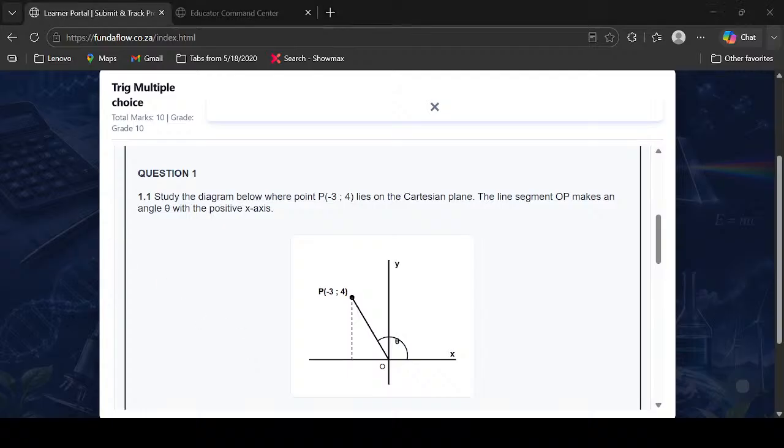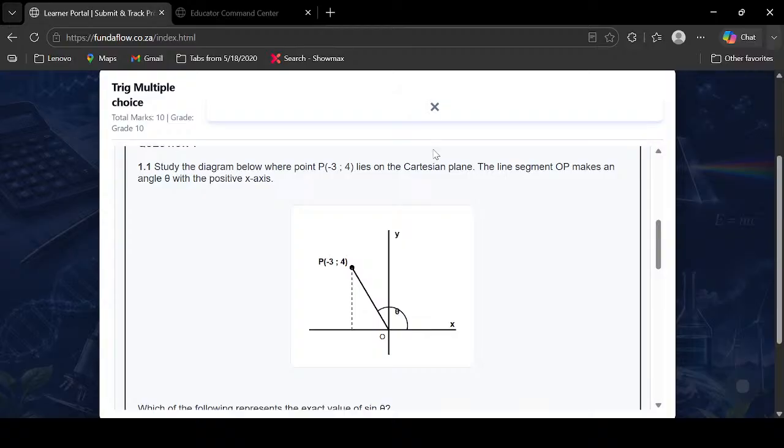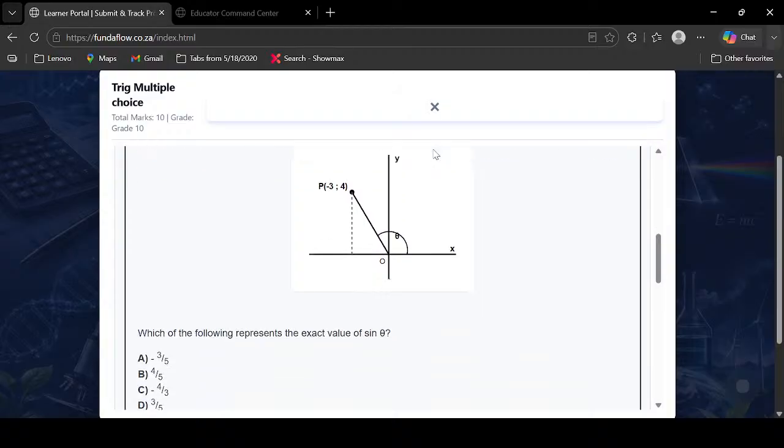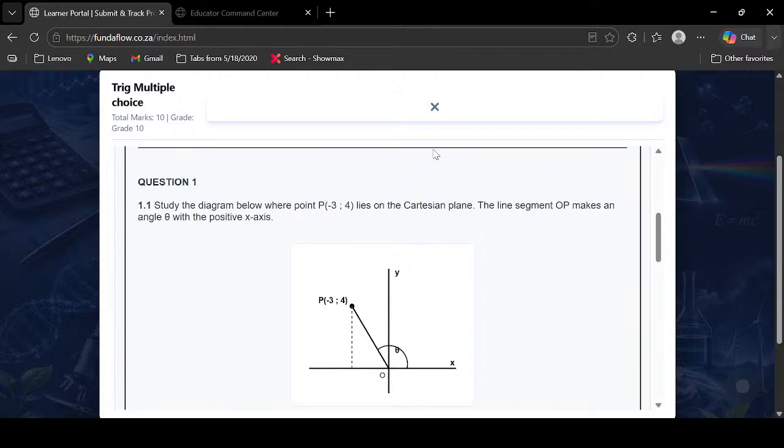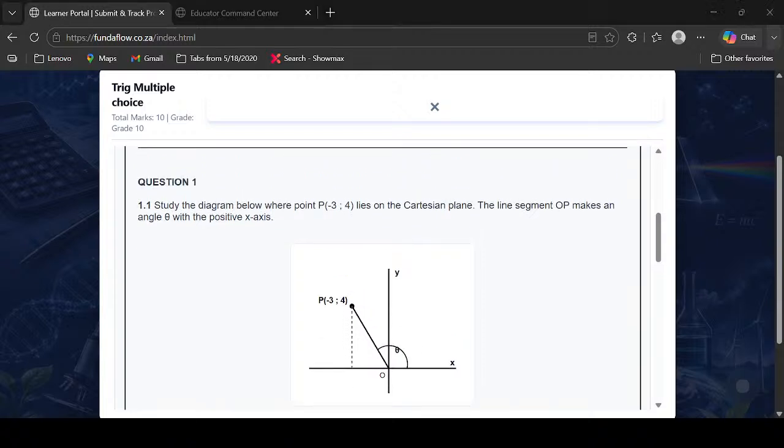So what else did they say? On the first question, they say you should study this and then which of the following represents the exact value of sine of theta? So it's different. They are not asking the same thing that they asked us. We were using the same diagram, but they're asking us something different. Does that make sense? That makes sense.